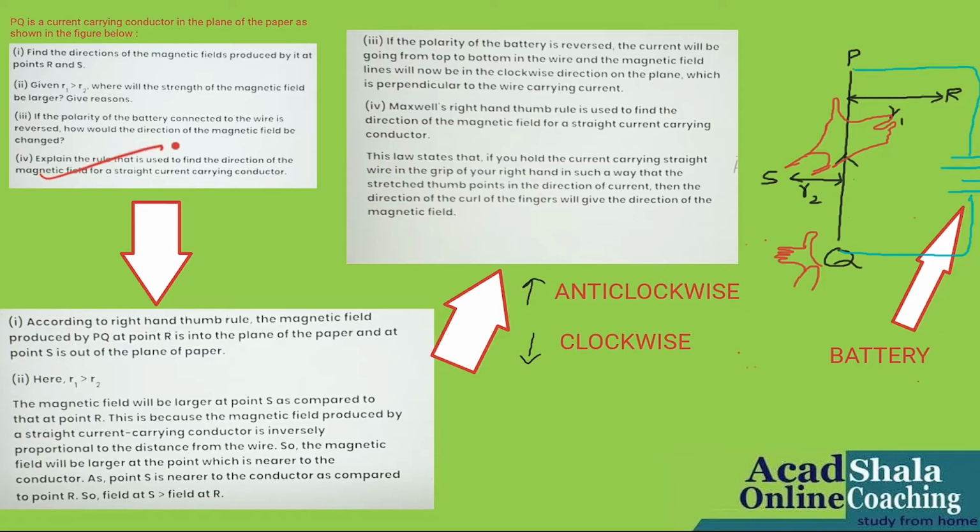Okay, last part. Explain the rule that is used to find the direction of the magnetic field for a straight current carrying conductor. We know this very well. It's very simple. Maxwell's right-hand thumb rule is used to find the direction of the magnetic field for a straight current carrying conductor. This law states that if you hold the current carrying straight wire in the grip of your right hand in such a way that the stretched thumb points in the direction of current, then the direction of the curl of the fingers will give the direction of the magnetic field.